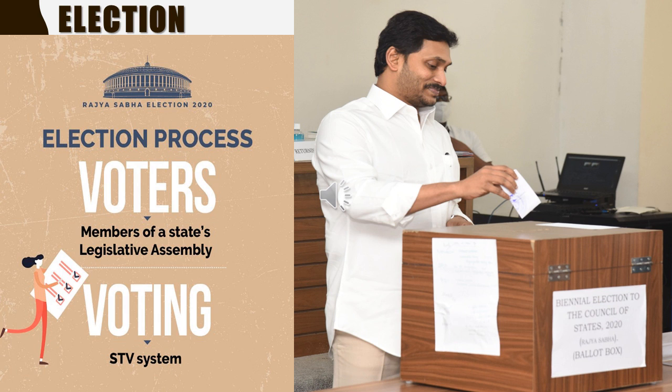Election. How are the Rajya Sabha members elected? We know that they are not elected directly by the people of India, but indirectly. They are chosen by the members of the state legislative assembly and the union territories. The members of the Rajya Sabha are elected by the elected members of the state legislative assembly in accordance with the system of proportional representation.